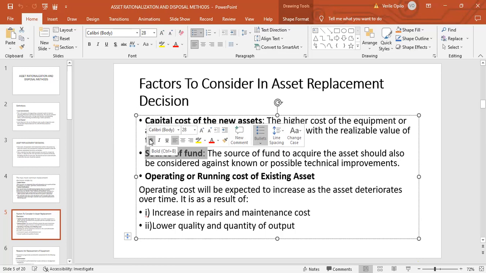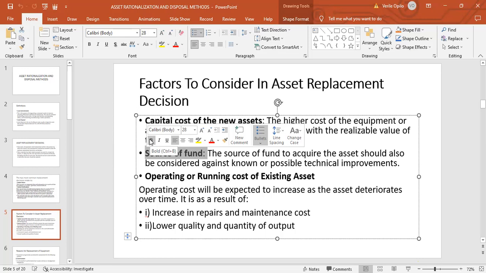You don't just wake up and say you're going to replace. Where is the money going to come from? Does the business have the money, or do we have to borrow the funds? So the source of the funds is very important, because where you acquire the funds is going to influence the total amount you'll pay.